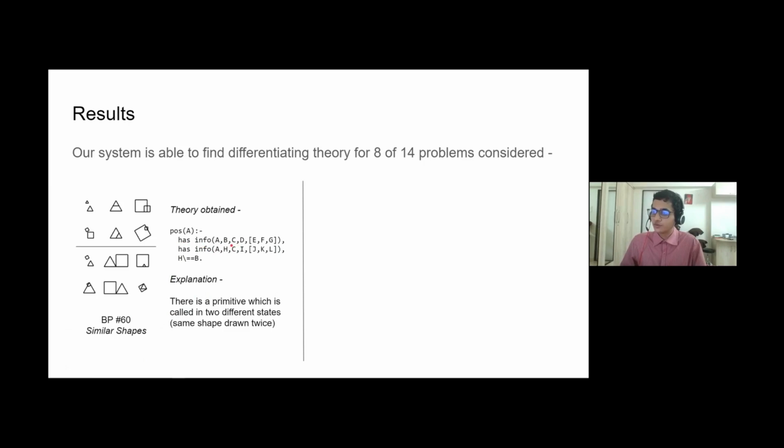We have a has info. You can see the third argument to the has info would be the primitive that we're calling, and we're saying that there are 2 different states in which we have the same primitive being called. This is basically saying that we're drawing the same shape twice in different ways. And that's encapsulating the concept, which was that we have similar shapes in the positive examples.